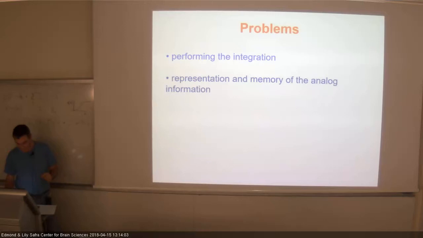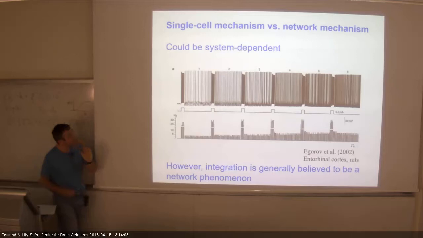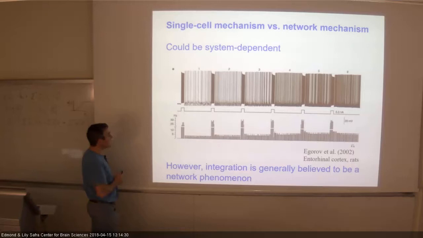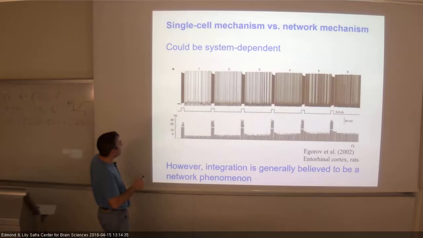This is a very nice paper. This is a recording in the entorhinal cortex. What you see here is a recording from a neuron in a slice, in the presence of carbachol. The details are not very important, but this is the membrane potential of the neuron, and this is current injected to the neuron. Initially, the neuron is quiescent, doesn't fire any spike. There is a burst of input, and then it starts firing at a low rate.